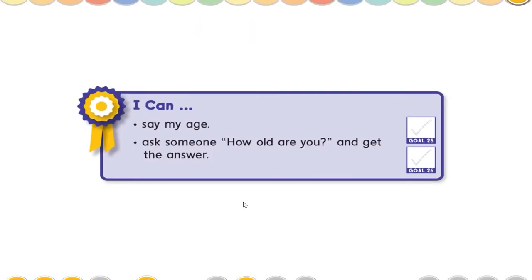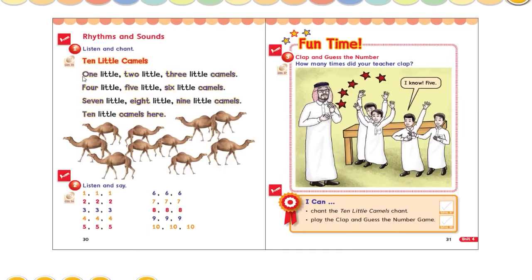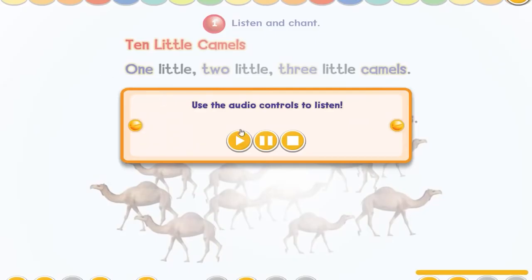I can. أستطيع القيام بالتالي. Say my age. أنا أخبر بعمري. Ask someone, how old are you? أسأل شخصا كم عمرك؟ And get the answer. Rhythms and sounds.